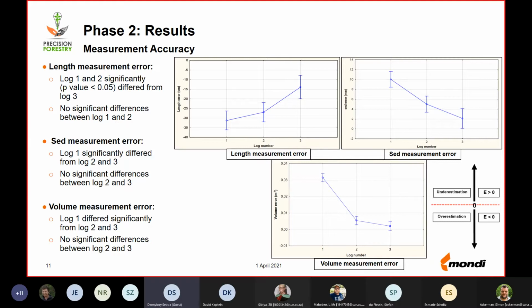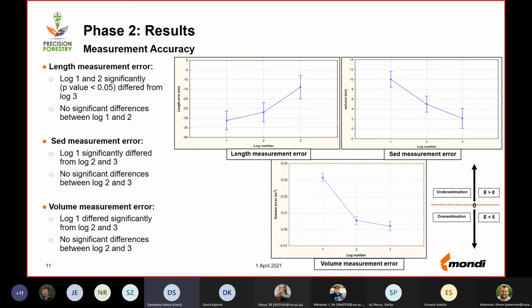We found log 1 and log 2 differed significantly from log 3, and we found no significant differences between log 1 and log 2. From this, you can see that your first log has your highest measurement error and your lowest accuracy, while the third log, which is the last log that was processed, has your highest accuracy and your lowest measurement error compared to the other 2 logs.